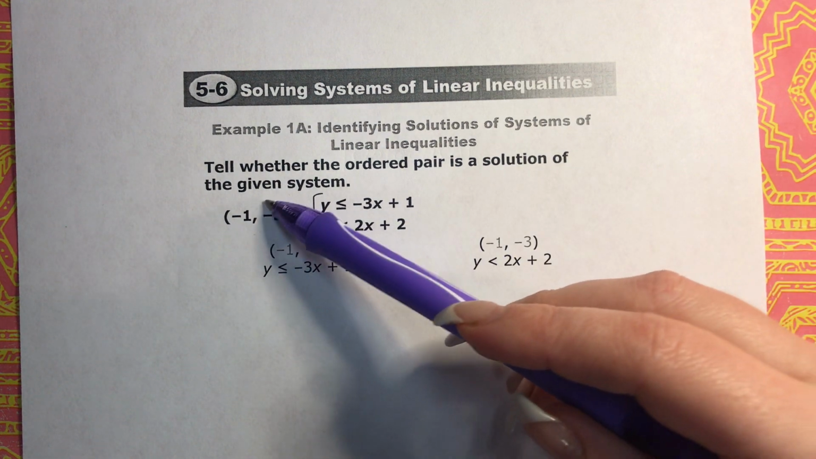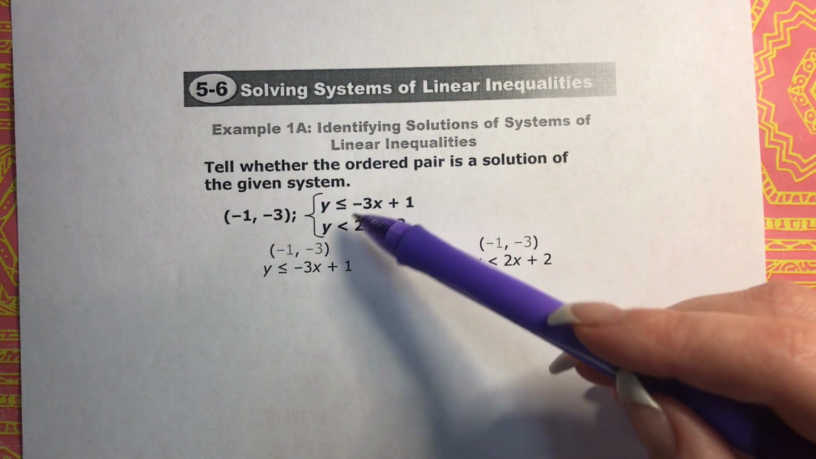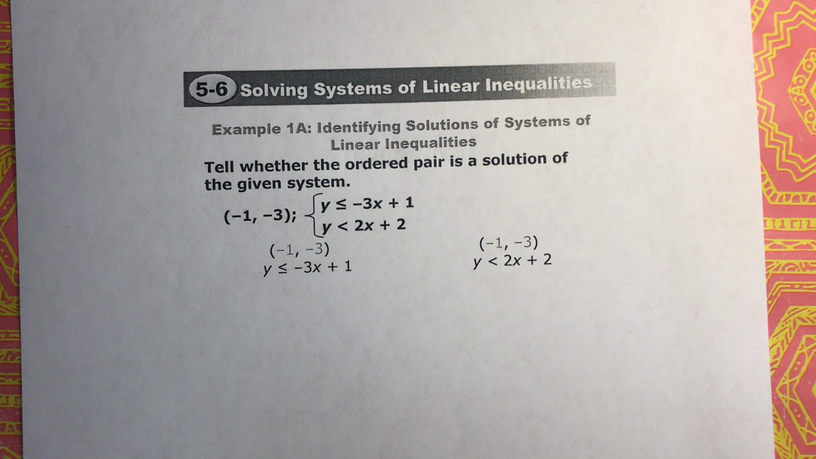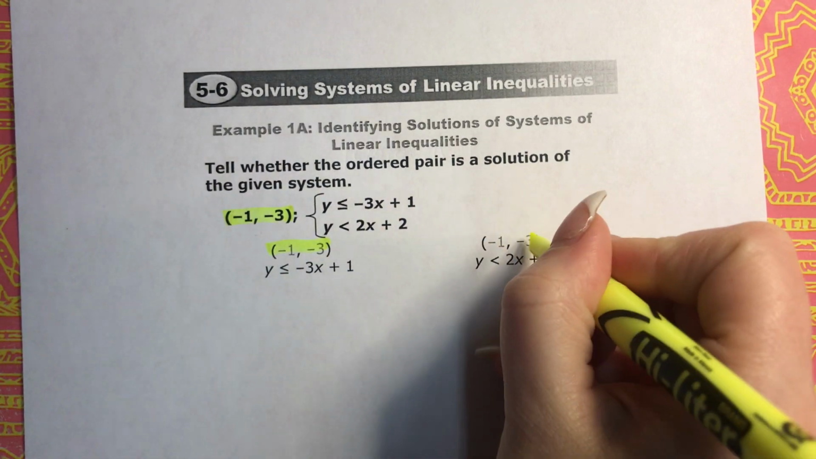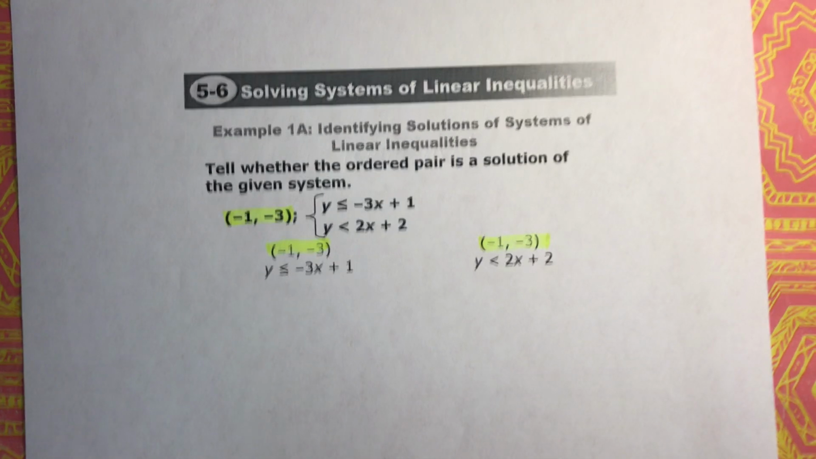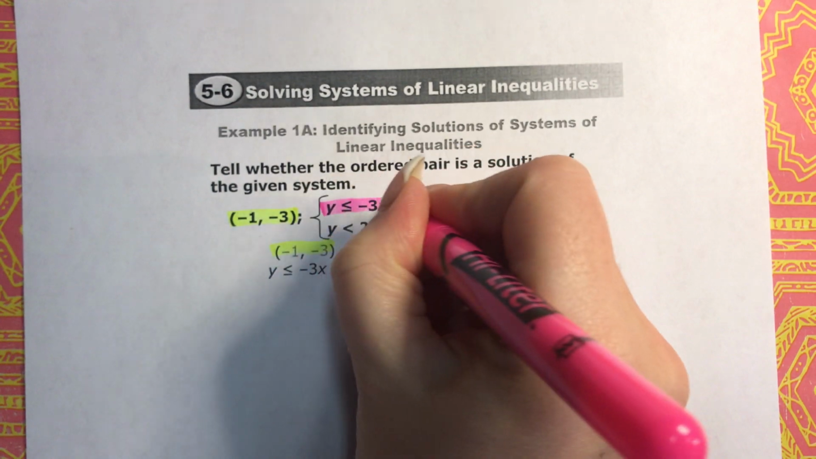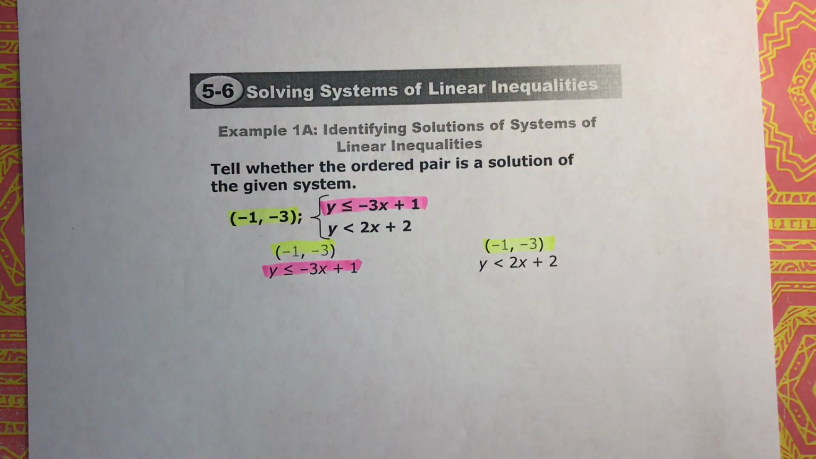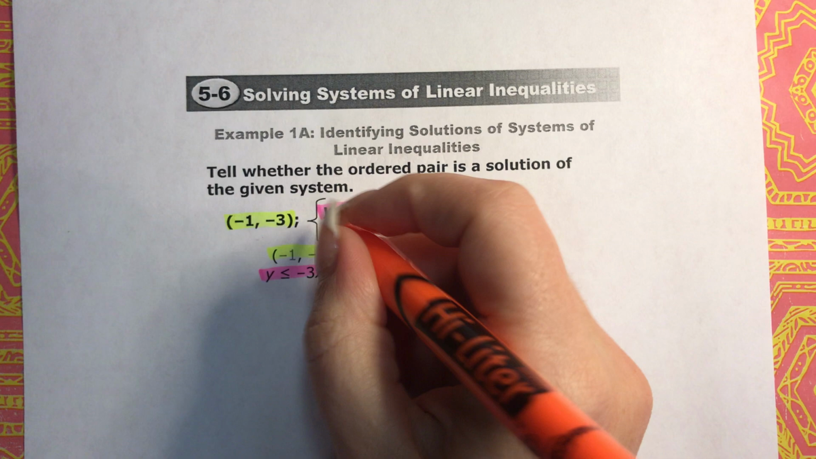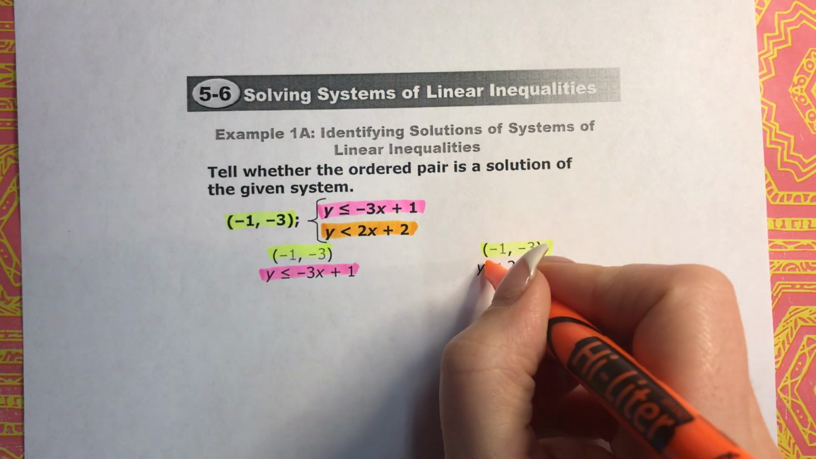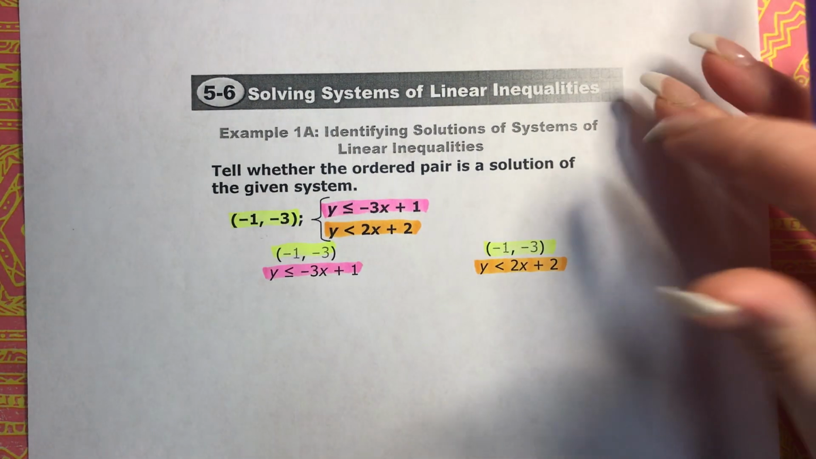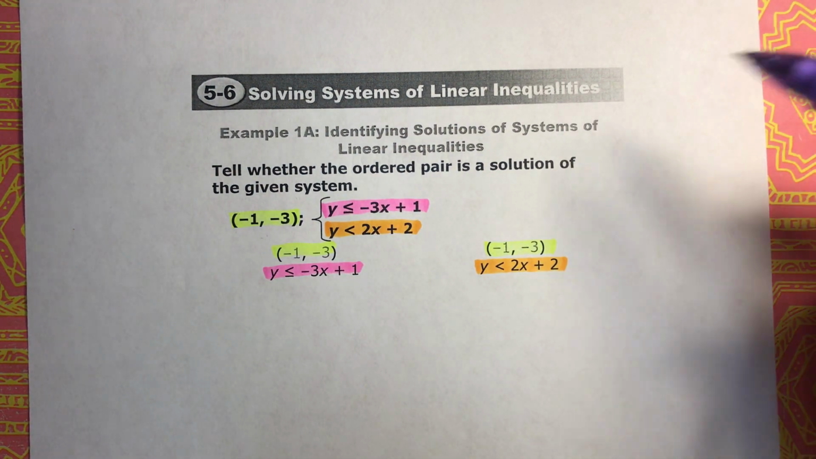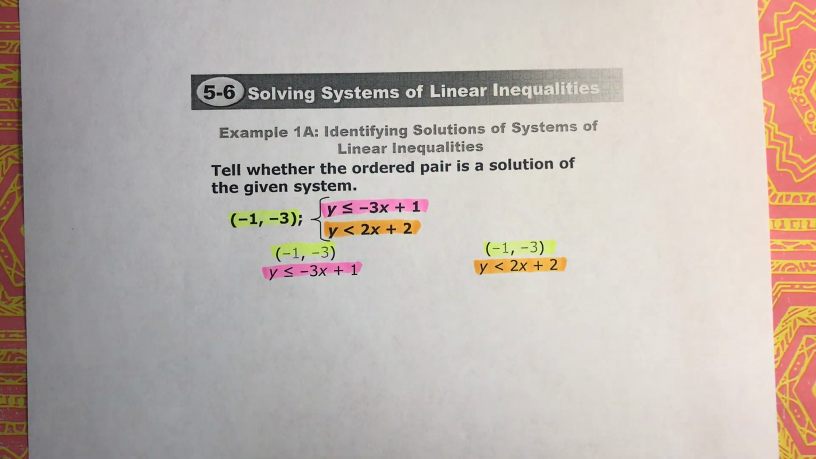So what we have to do is substitute this ordered pair into both inequalities separately, right? I'm going to substitute it first into this inequality, which is written right there, and then second, I'm going to substitute it into this second linear inequality right there. So you basically have to do it twice. When you're doing homework or a quiz or a test and you only do it once, you're going to get it wrong. You have to do it to both for this system, okay?